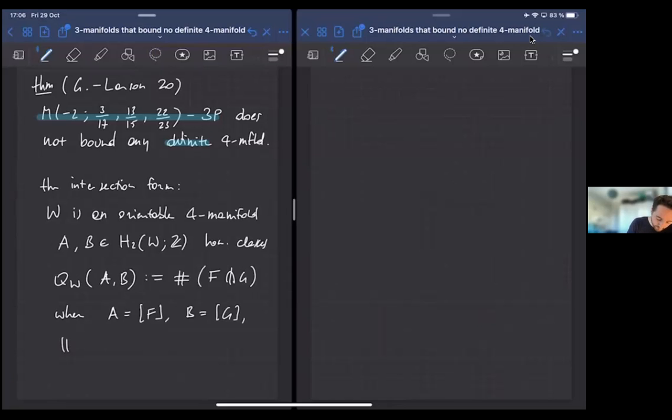And the sharp sign here means that I'm counting intersections with signs. And exactly the sign is where I need the orientation of the four manifold in order for things to make sense. So Q of W, I will generally think of it as a bilinear form, which is even symmetric and integer valued.